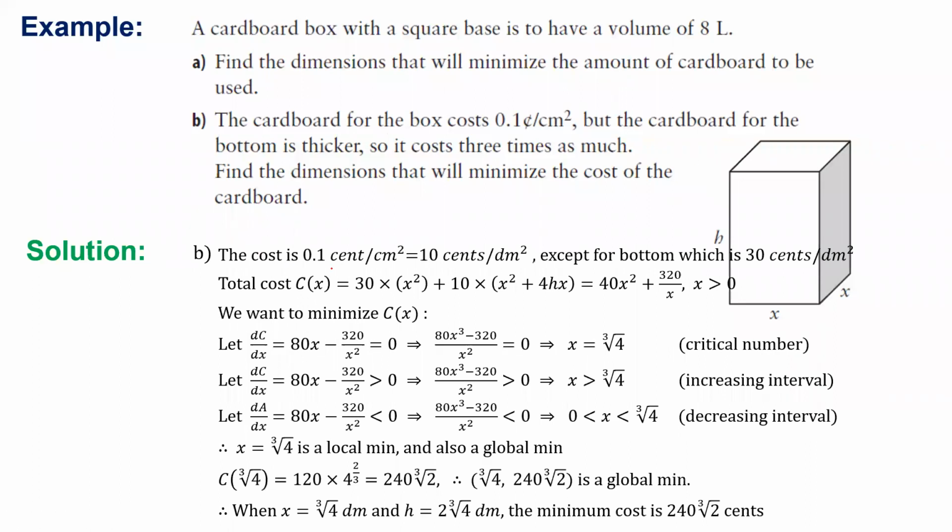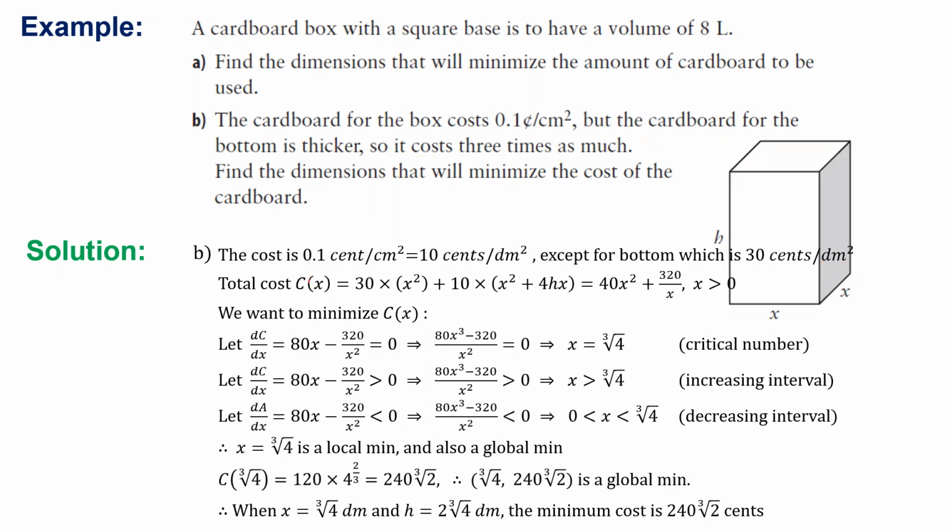Note that the cost is 0.1 cent per square centimeter. Remember, if the volume here is 8 liters, that means 8 cubic decimeters, so we need to use the corresponding unit, which is square decimeters. So we convert this from 0.1 cent per square centimeter to 10 cents per square decimeter, except for the bottom, which is 30 cents per square decimeter, because it says the bottom costs 3 times as much.